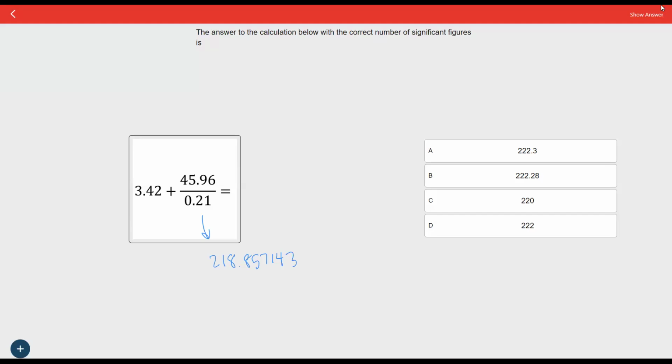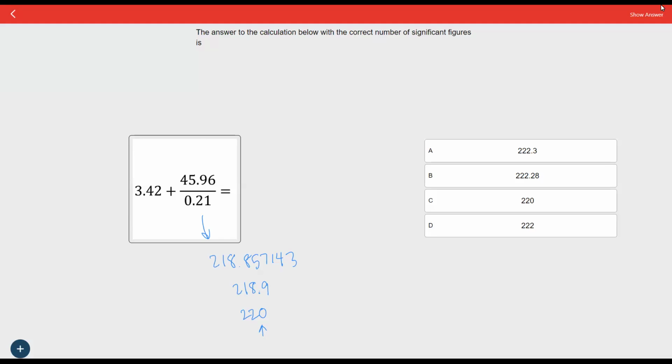Now, we know that's way too many, right? We had 4 on the top. We can keep 4 for now, but our final answer should only have 2. So what would that be? That would be 220. That 0 is a placeholder, and so we would only have 2 significant digits if we went to 220, or 2.2 times 10 to the second. We can't keep these extra ones. Even though 218.9 might sound better, we have to have 220.